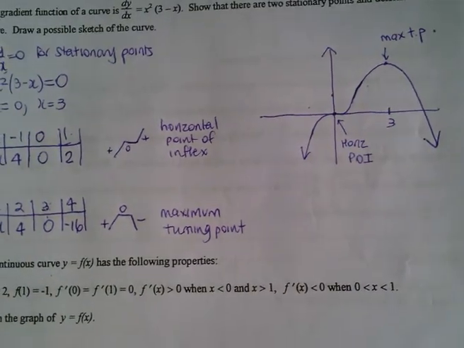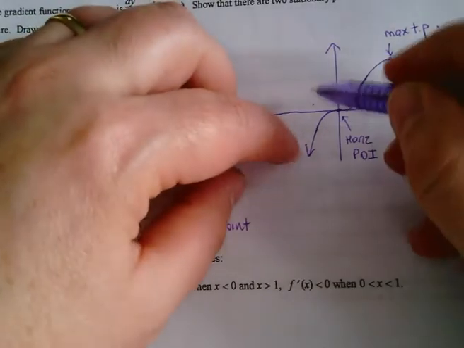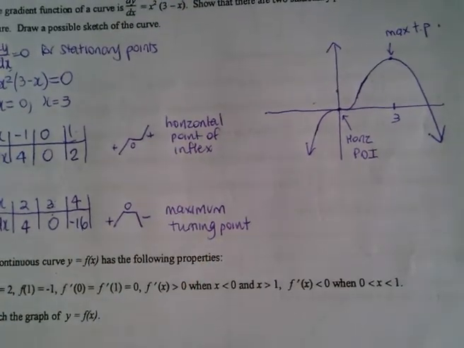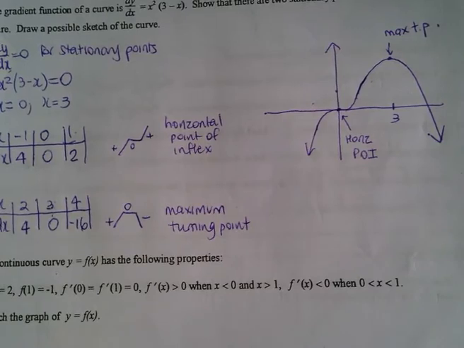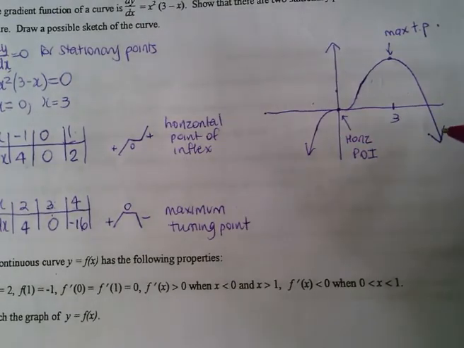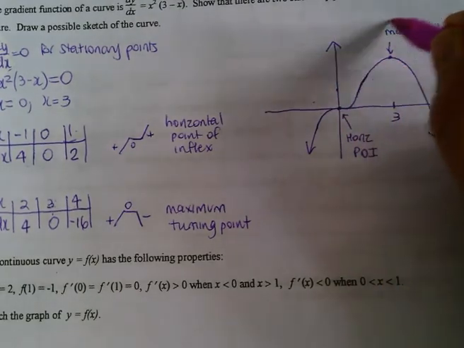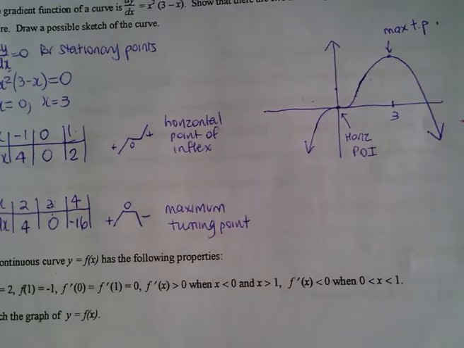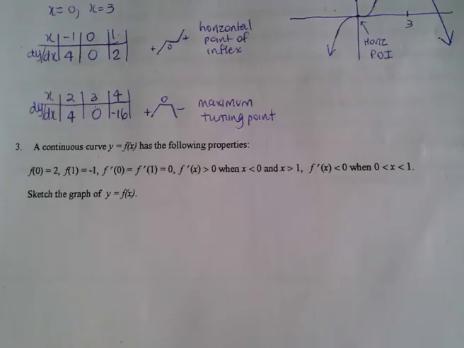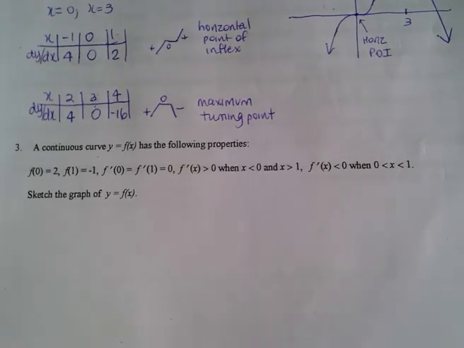Because I don't know what the function is, this whole graph could have been lifted up or shifted down. Do you understand? It doesn't necessarily lie in that position. It could have been down here, or it could have been up there, but same shape. Okay? A continuous curve has the following properties.